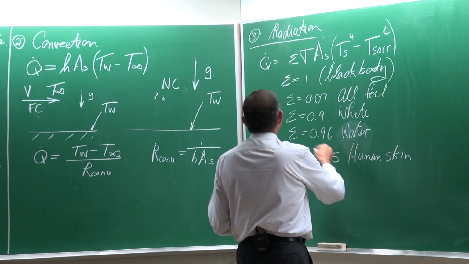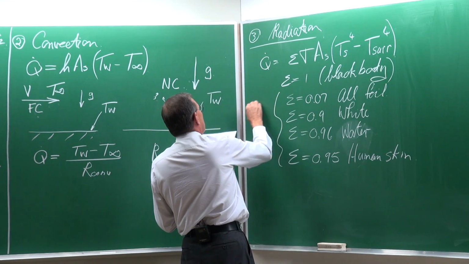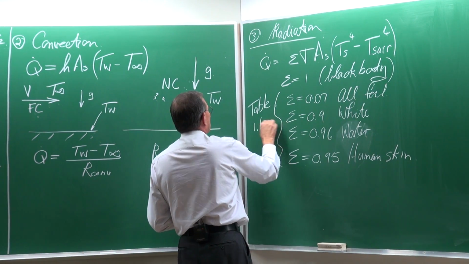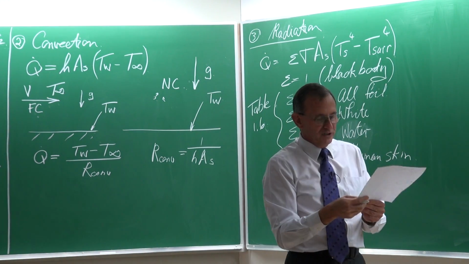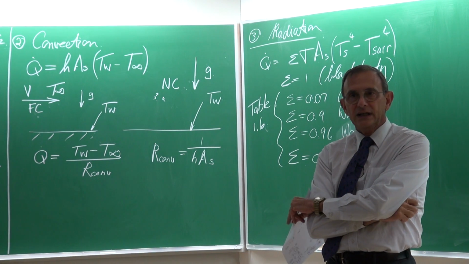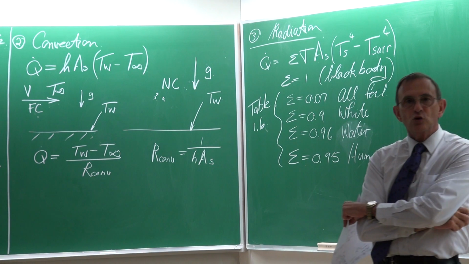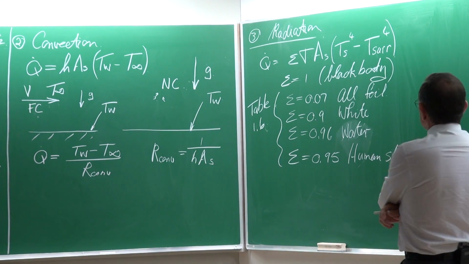And if you're interested in more values, in table 1.6 in your textbook there are some more details that you can get. It's not a long list, but in the appendices of the textbook there are many more that you can go and look at.